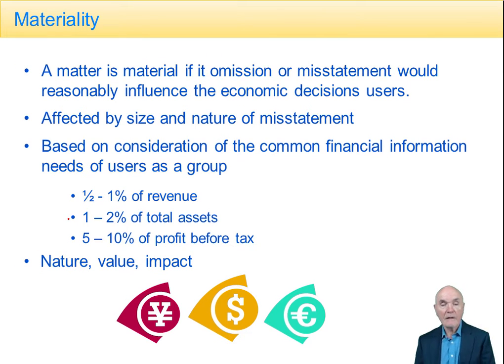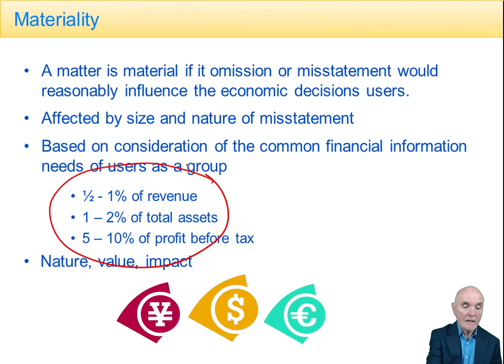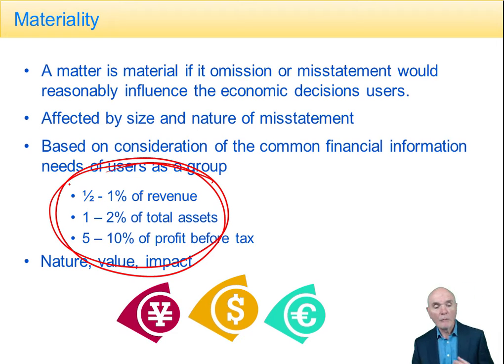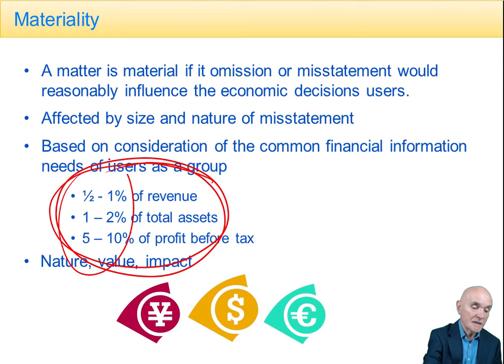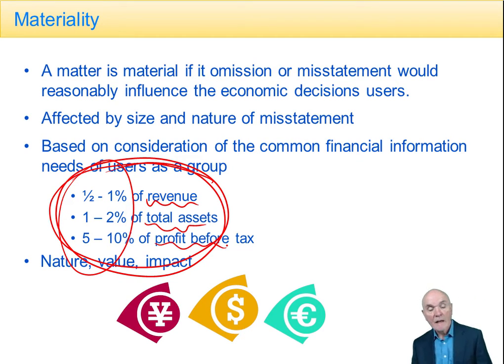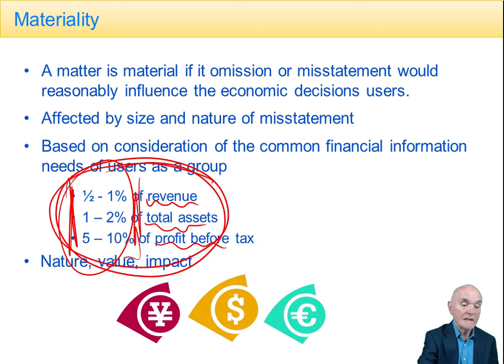Now, materiality, again, immensely important in this paper. Question after question after question, we'll start off with this sort of information, or have that sort of information somewhere in the information given to you. It won't tell you what the percentages are, but it will tell you the revenue, the total assets, and the profit before tax. And the only reason they tell you the revenue, the assets, the profit before tax, is so that you can apply these percentages.